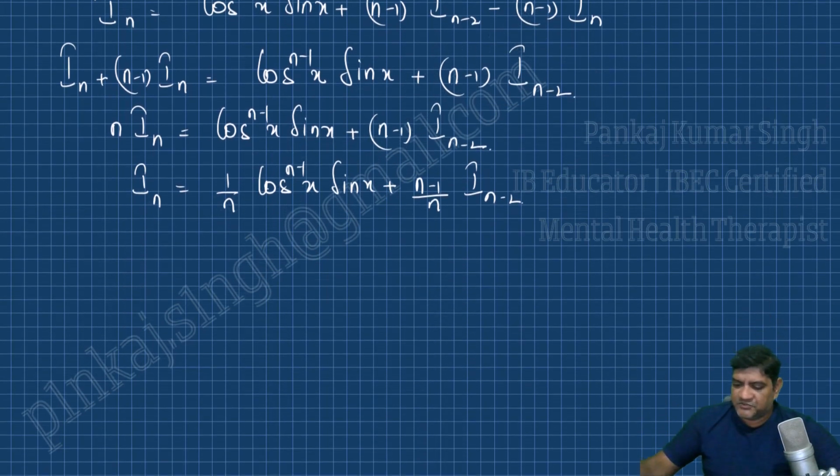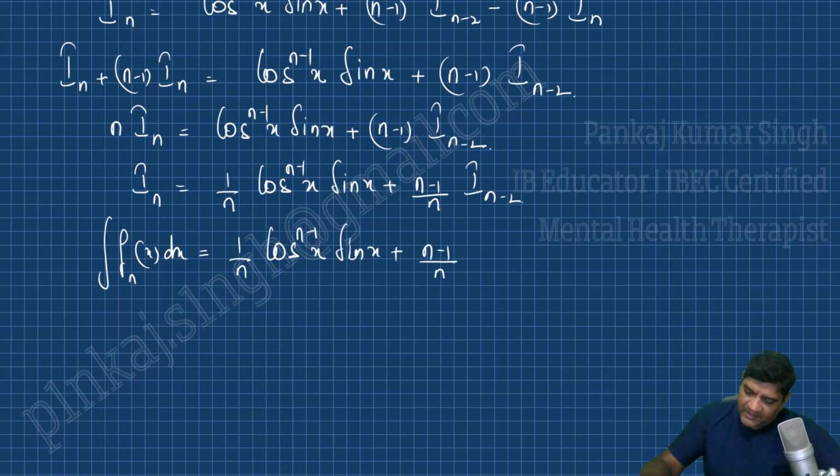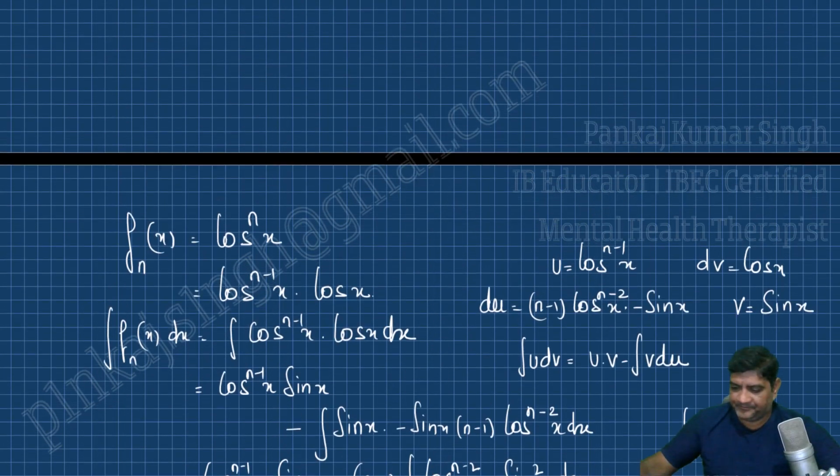So if I substitute the value for I n, that is simply the integral of f n x dx is equal to 1 over n cos to the power of n minus 1 x sin x plus n minus 1 by n times the integral of f of n minus 2 x dx. And that's the answer for part B.